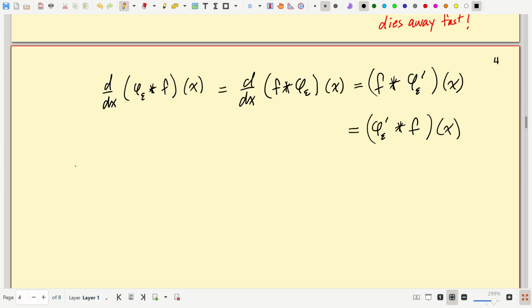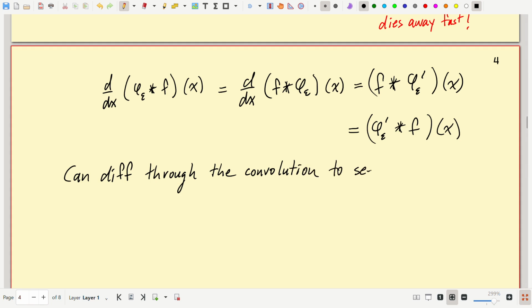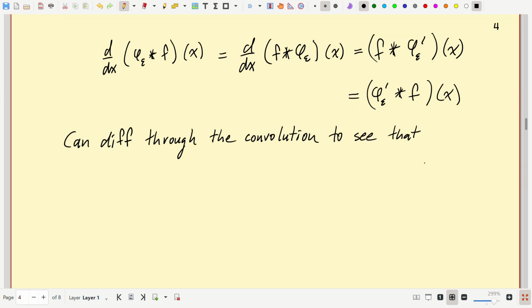So the rule, we can differentiate through the convolution. To see that the convolution, we can do it again and again, to see that phi sub epsilon convolved with f is C infinity smooth, even if f is merely continuous.